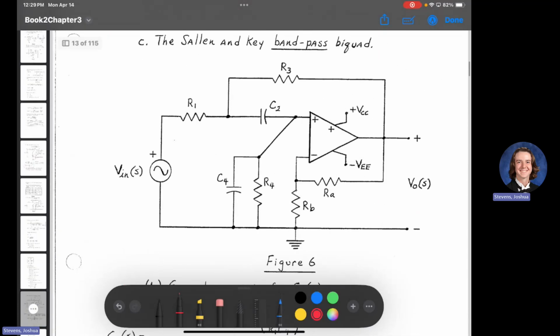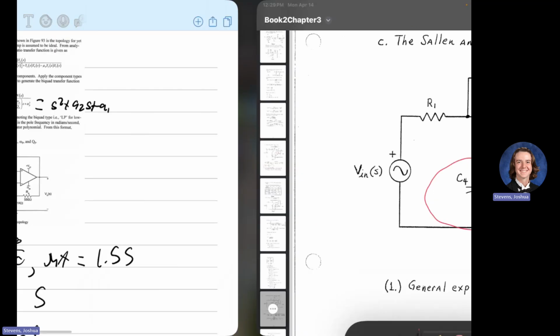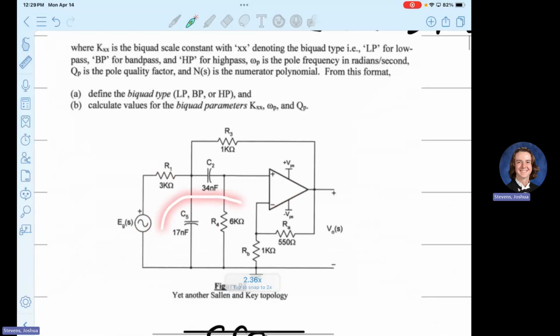Here we go. So you have this capacitor and this resistor. They're directly in parallel. You agree with me there? These are not directly in parallel here. You have this capacitor here.